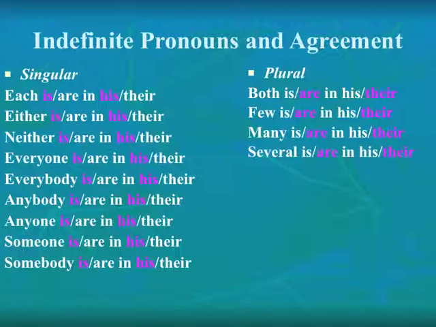On the right-hand side, each of these pronouns, both, few, many, several, are plural. So therefore, you choose a plural verb and a plural pronoun. Both are in their. Few are in their. Many are in their. Several are in their.